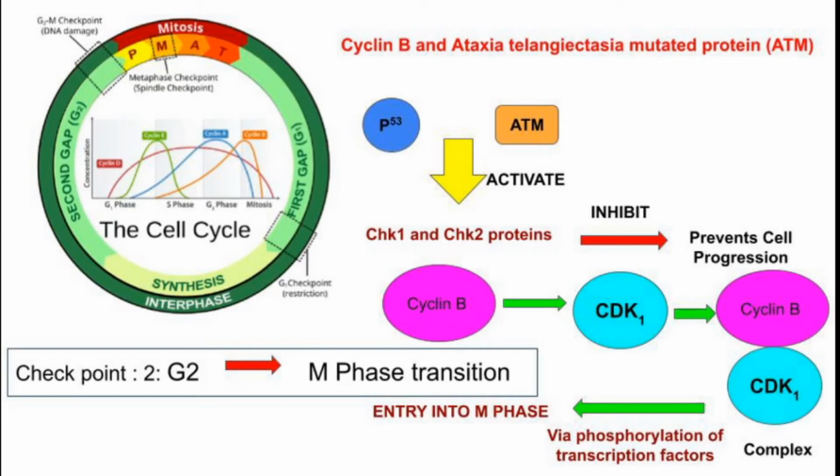When all the conditions are fulfilled, then only cyclin B activates the CDK1 protein and forms a complex with CDK1, and this complex, via phosphorylation of various transcription factors, causes the cell's progression into the M phase.